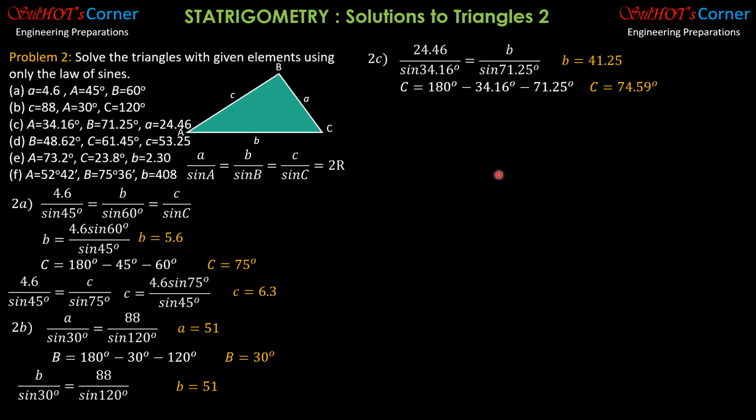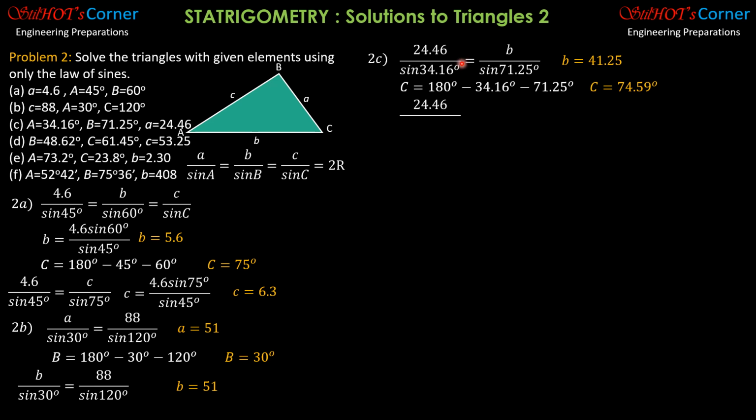So there's only one triangle for these cases here. There may be no triangle, or there may be two triangles depending on the situations. Because the two angles are given, then definitely there will only be one value for the third angle and one value for the third side, of course.